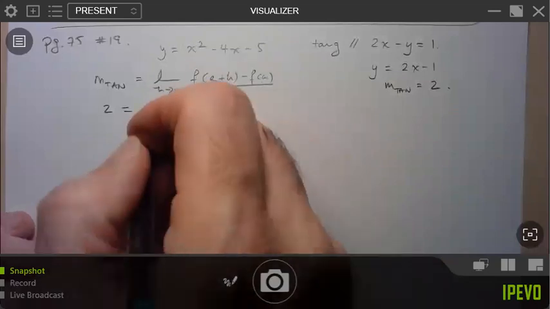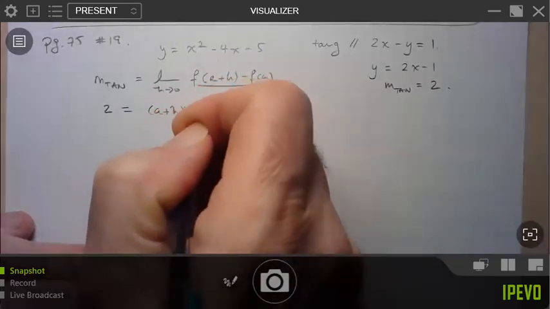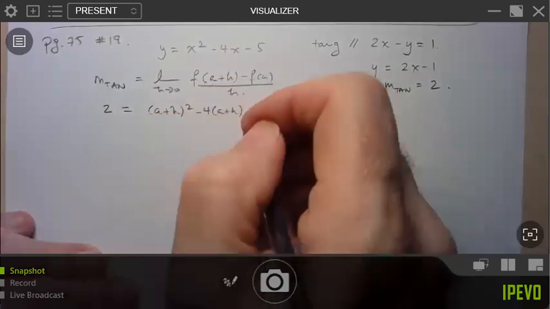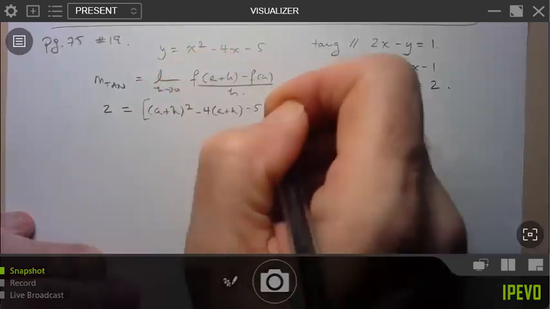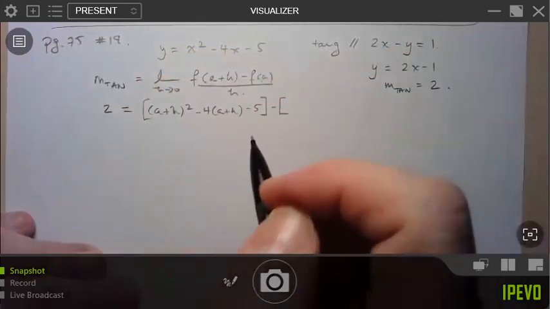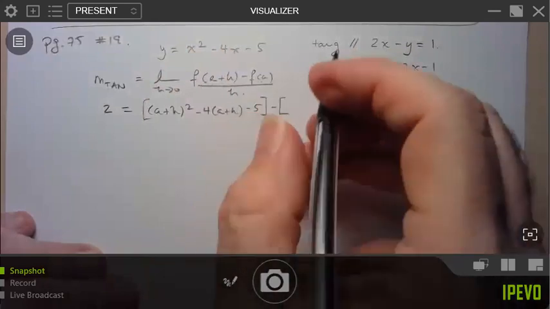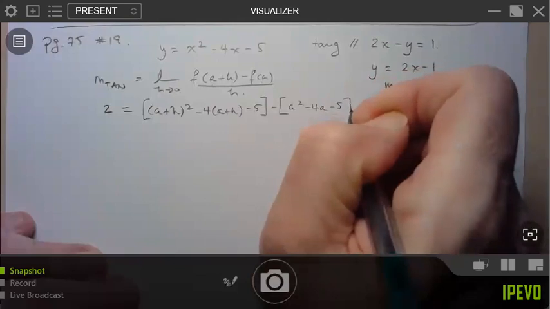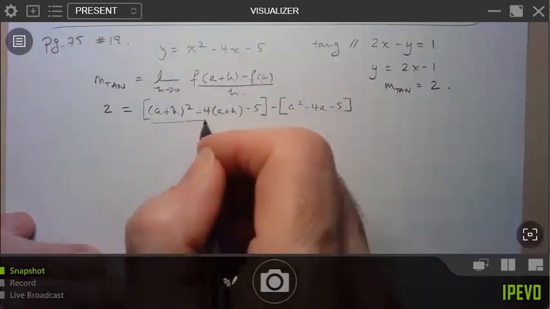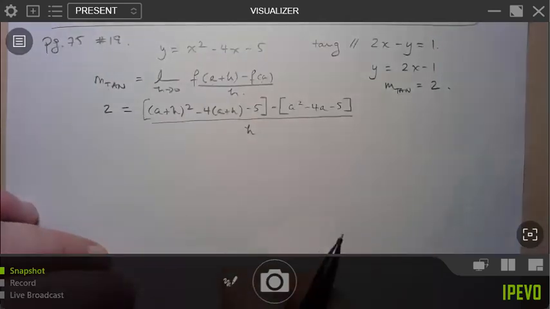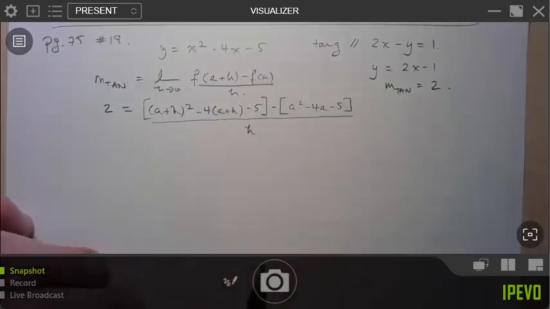So let's put a plus h. So a plus h squared minus 4 times a plus h minus 5. Okay, and then subtract f at this unknown x value, call it a, which is a squared minus 4a minus 5. By the way, I'd have no issue if you used x instead of a. Like I said, I'm just using the notation that we would have been using at the time that this would have been assigned.